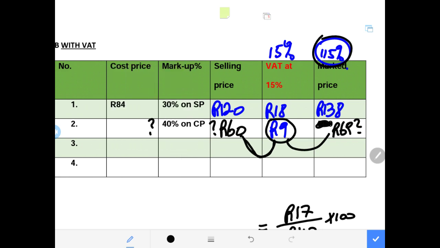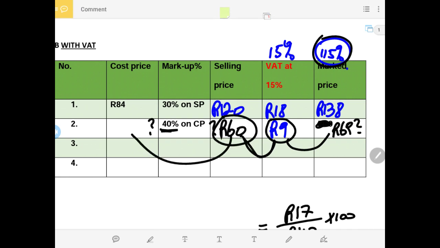Then we use the same principle to go backwards to calculate our cost price, which is selling price times 100 divided by 140, because 40% would have been added. So that was scenario number 4 of the same exercise. Number 2 of that is already covered.